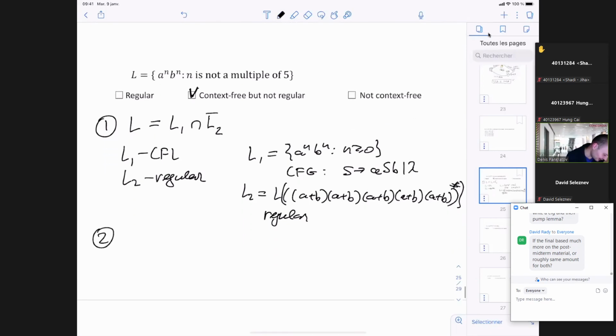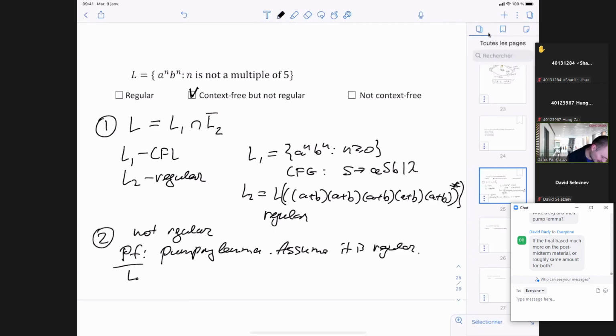And the second thing that we need to show is that it is not regular. And this requires the pumping lemma. So you assume it is regular. You let m be the constant of the pumping lemma, and so on. So you do the proof by the pumping lemma. This would require 2 different parts.